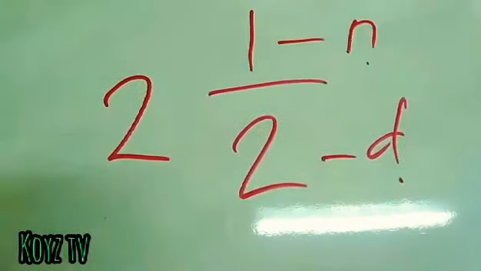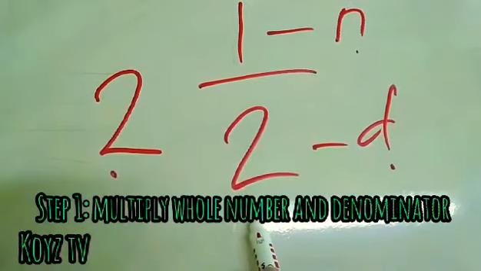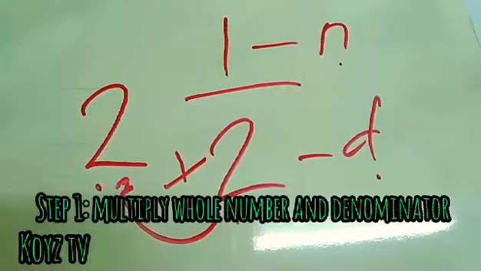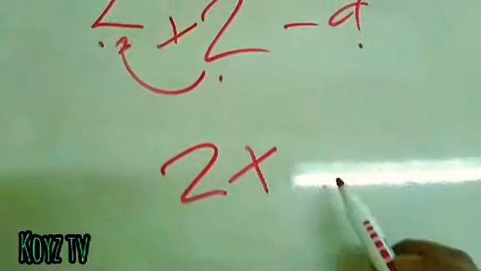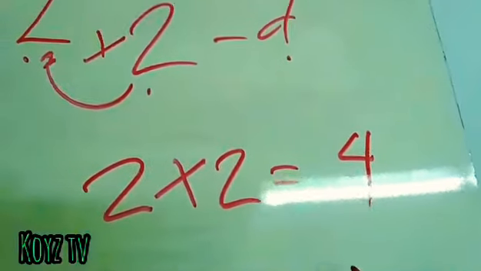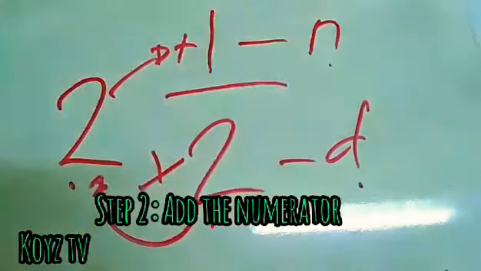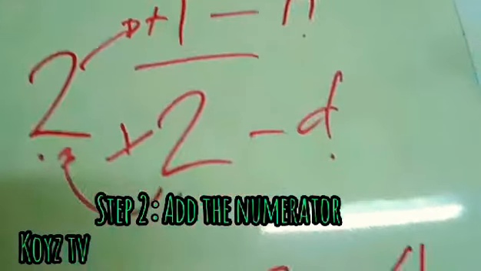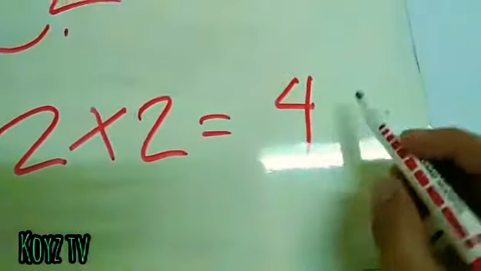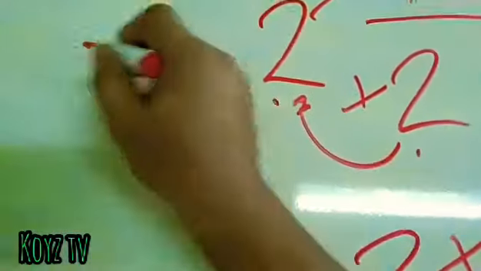So easy, mga koys. We will multiply the whole number, which is 2, and the denominator, which is 2. So we will multiply 2 times 2. That's it. 2 times 2 is equal to 4. Then for the remaining part, the numerator, we will add only the numerator, mga koys. So 4, which is the total of 2 times 2, then we will add the numerator which is 1. So 4 plus 1 is equal to 5.